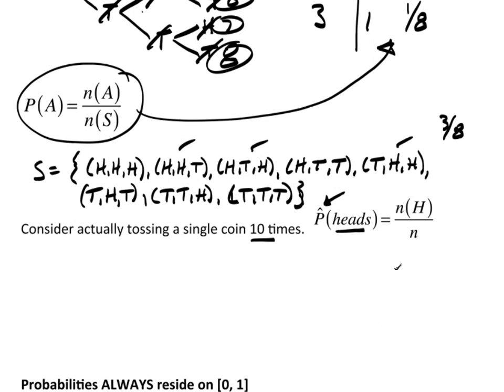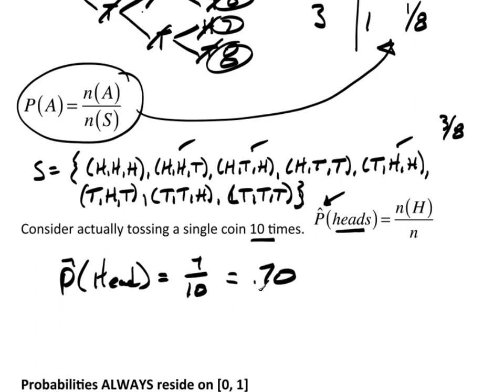And I actually did that a little while ago. I grabbed a quarter and flipped it 10 times just to see what happened. And what I found is that the probability of a head, based on flipping a quarter 10 times, I ended up with 7 out of 10, which is obviously 0.70.